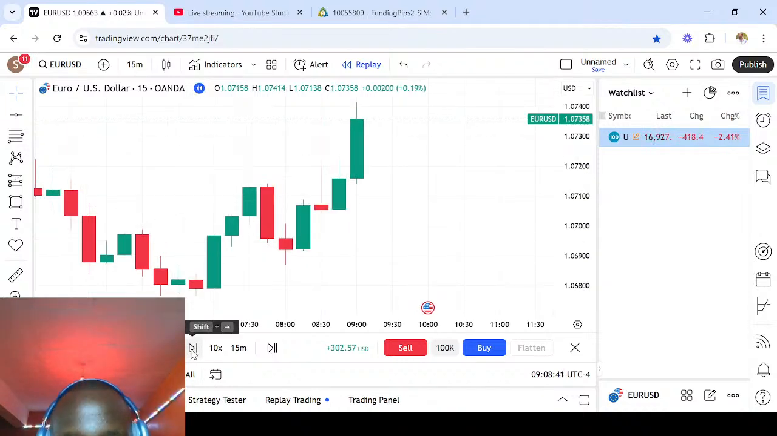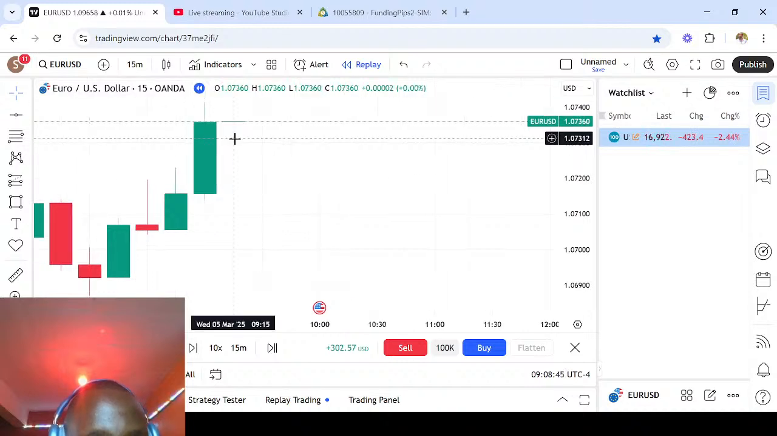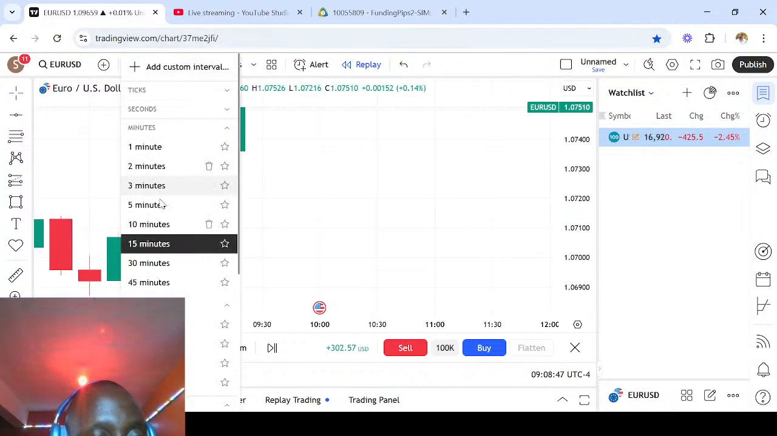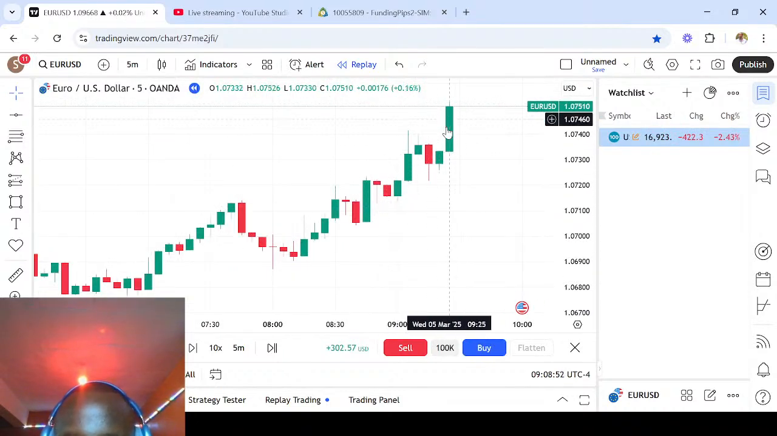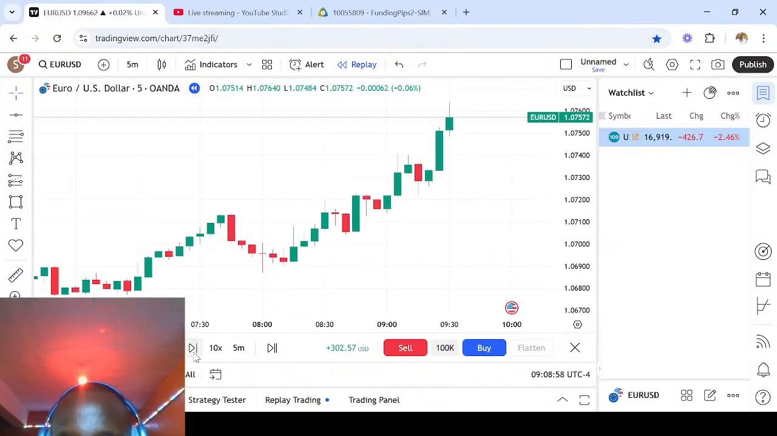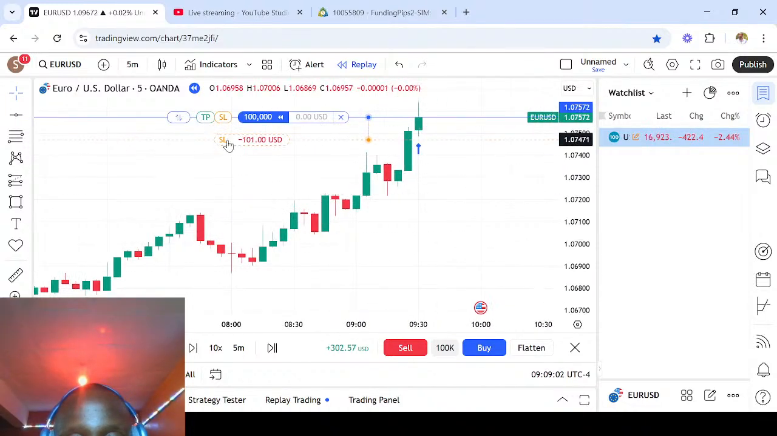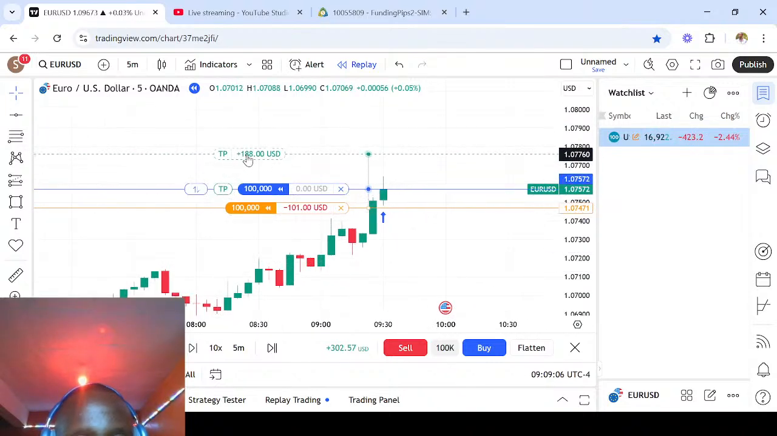So I'll just give you a scenario here. We are 9:15 to 9:30. All right. So on the 5 minute, we are very bullish. So let's see if 9:30 opens as a bullish candle. 9:30 opens as a bullish candle, we buy. Stop loss is below that candle, 100. We are going for 200.